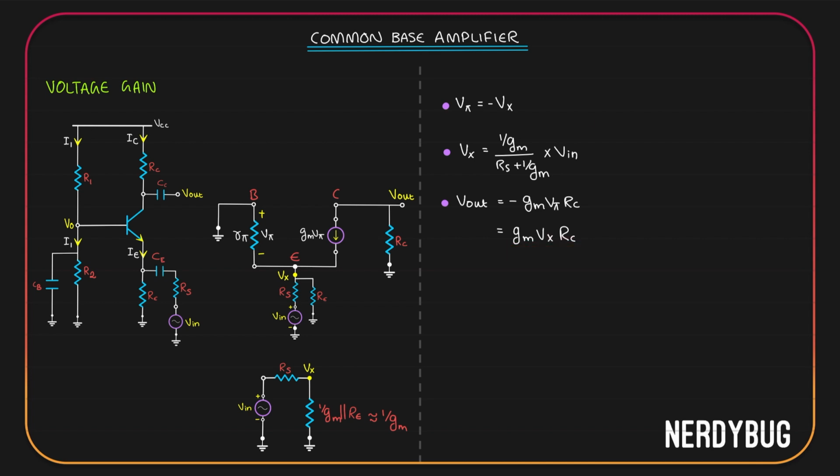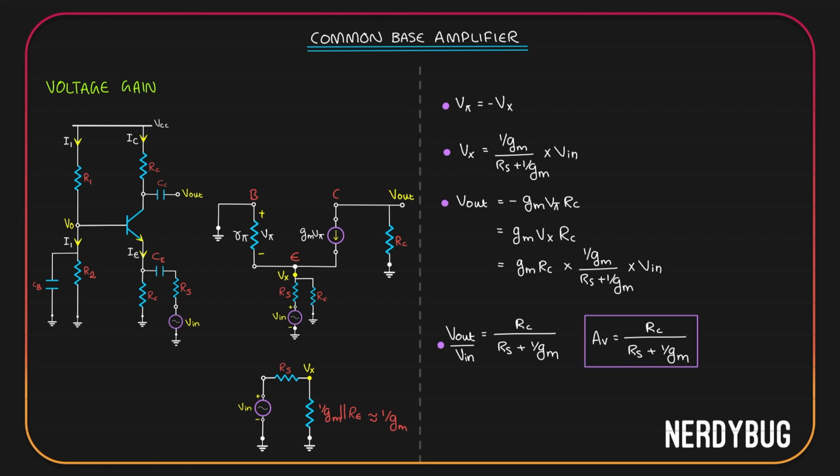Again, Vx is 1 by Gm divided by Rs plus 1 by Gm multiplied by V input. Let us replace Vx over here with that. We have a Gm and a 1 by Gm. They get cancelled. Then we can write V out by V in is just Rc by Rs plus 1 by Gm. This is our voltage gain. This is the same as what we saw before with the source resistance.